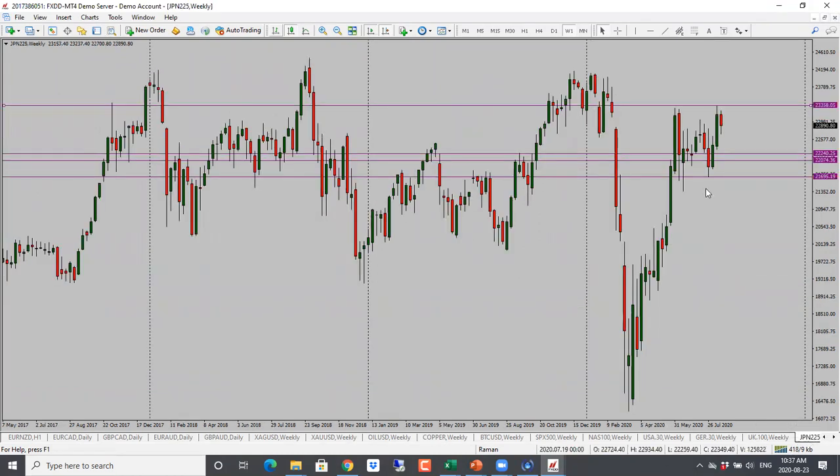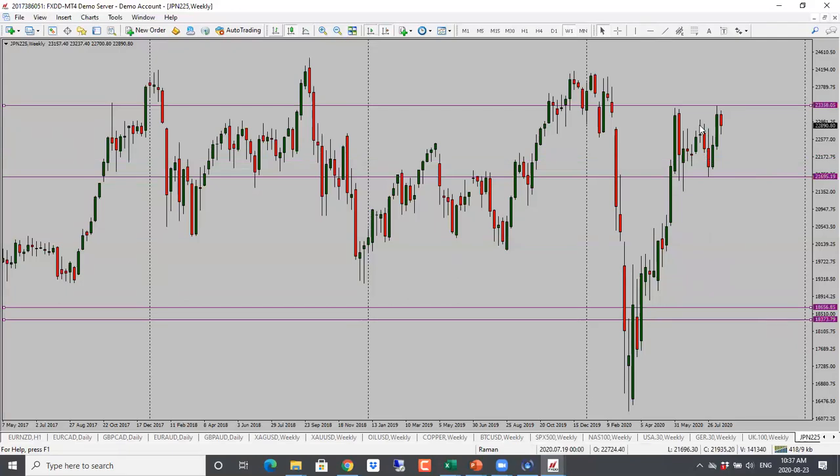All right, last but not least here we have Nikkei. Nikkei has run into this resistance level. This one is, again, as we can see, it's been stuck in this range for a while here.